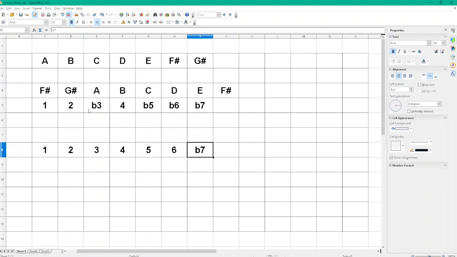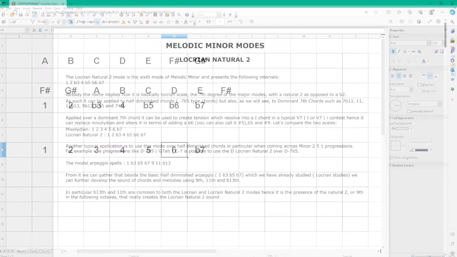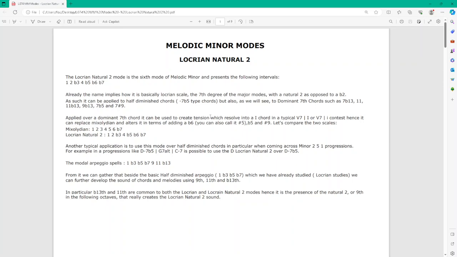When we define it as an alteration, of course we have the flat 5, and that would be a second alteration, and of course we have the flat 6, or sharp 5, or flat 13, you can call it different ways, against the flat 6. Applied over a dominant 7 chord, it can be used to create tension which resolves into a 1 chord, in a typical 5 to 1 or minor 5 to 1 context. As I just described, here is how you relate the intervals to each other.